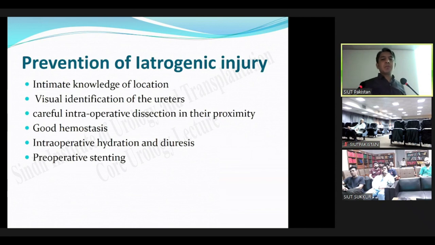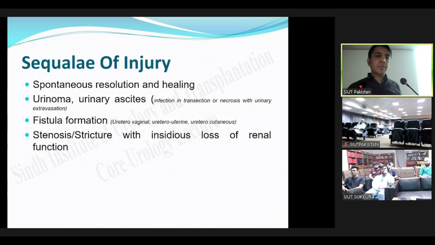Now, how to prevent iatrogenic injury? For iatrogenic injury, intimate knowledge of the location of the ureter is important. And then visualization of the ureter, like we can hydrate the patient and that can help in the identification of the ureter. Careful intraoperative dissection in their proximity, good hemostasis, and intraoperative hydration with diuresis, as already mentioned, and preoperative stenting. In many books it is written that preoperative stenting is not that helpful in identification of the ureteric injury.